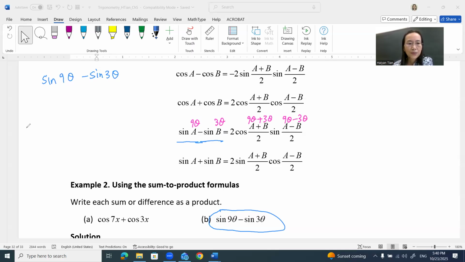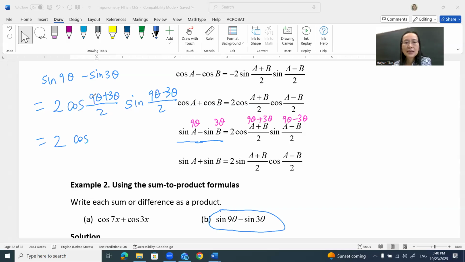So let's continue. Using the third formula, we get twice the cosine of half of A plus B, which is 9 theta plus 3 theta, times the sine of half of A minus B, which is 9 theta minus 3 theta. We have to simplify it. What is 9 theta plus 3 theta? 12 theta. 12 theta divided by 2 is 6 theta.